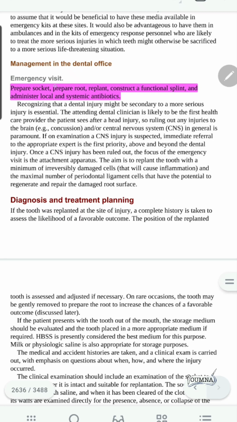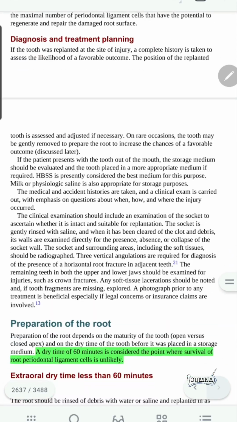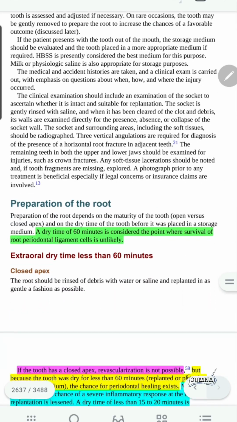The steps are: we prepare the socket by cleaning it from any debris. We prepare the root. We will see how. We do the replantation. We construct a functional splint to preserve it in place. Then we give antibiotics. And after 7 days, as we said before, we do the endo treatment.